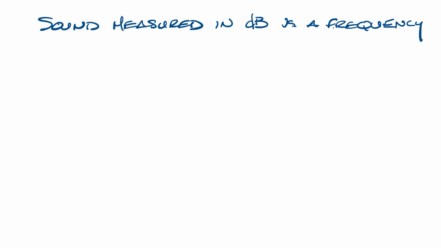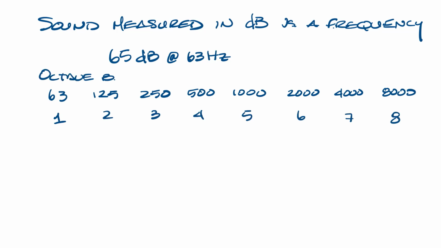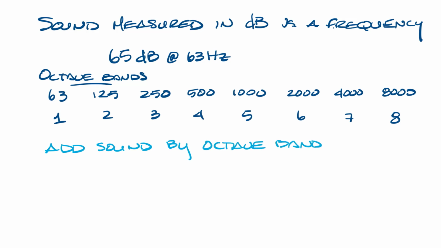So hopefully you remember from the previous videos that sound is measured in decibels against a frequency. So you may say something like a sound was 65 dB at 63 hertz. We group the frequencies into octave bands that are centered around 63, 125, 250, 500, 1000, 2000, 4000, and 8000 hertz. And these octave bands are 1 through 8. So first you need to know that you have to add the decibels by octave bands. So you can't add your 63 hertz sound to your 8000 hertz sound and get anything meaningful. So for the rest of this, let's just assume I'm adding the same octave band. It doesn't really matter which one.